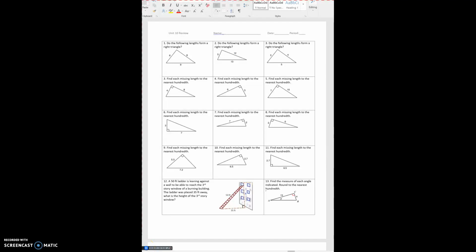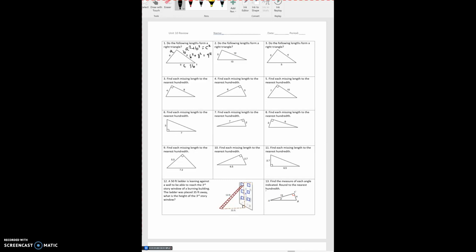Today I'm going through the Unit 10 test review. Number 1. Do the following lengths form a right triangle? We are simply going to use the Pythagorean theorem, plug in the values, and see if it's true. 6 squared plus 8 squared equals 9 squared.